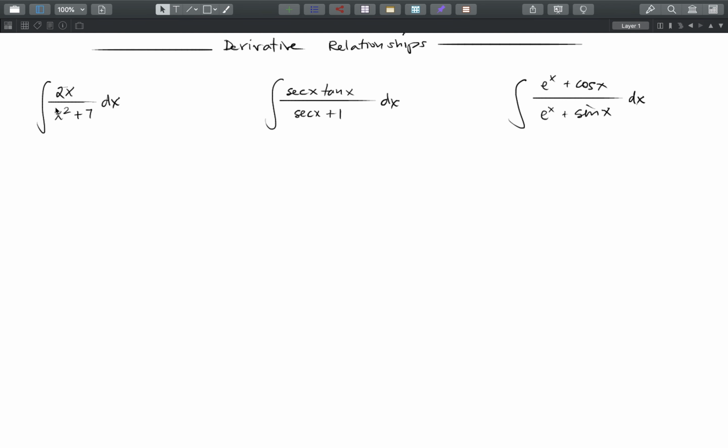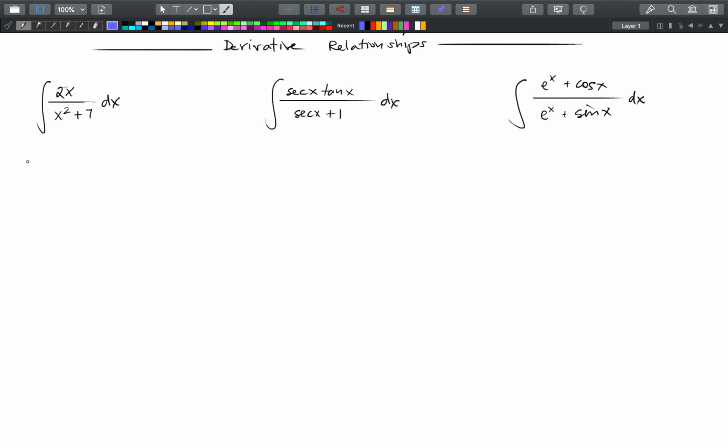The first one, antiderivative of 2x over x squared plus 7. Here, notice that there is a derivative relationship between the denominator and the numerator. If I take the derivative of the denominator, I get an exact copy of the numerator. Likewise here, taking the derivative of this denominator produces the exact copy of what is present in the numerator, and likewise for this third problem. Therefore, each of these problems can be solved in the same way.